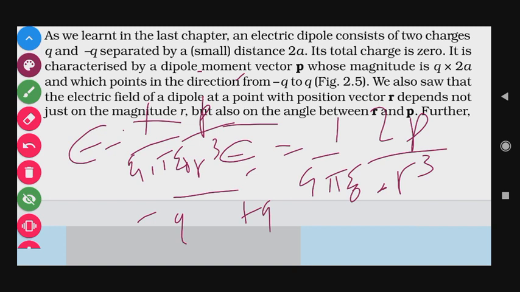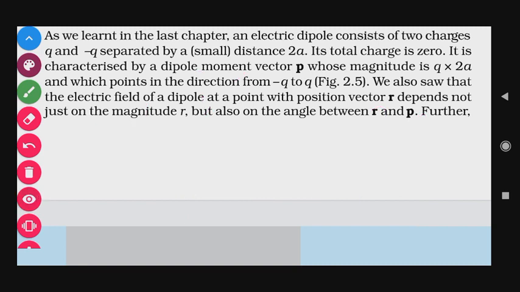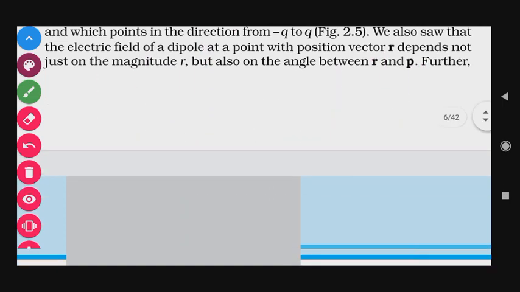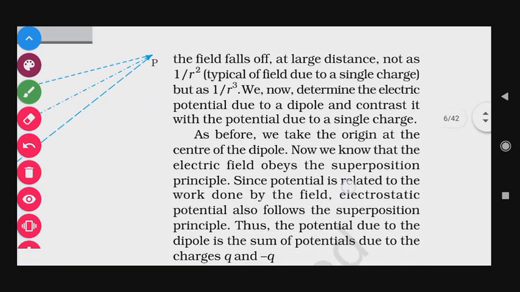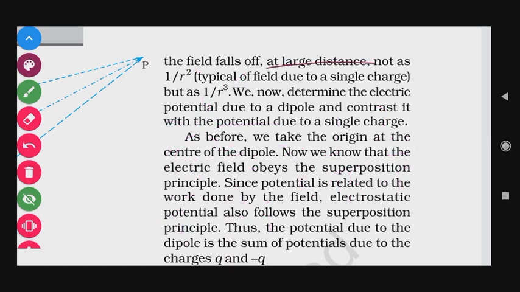They have different directions, so you see it depends on the angle. At different points, at different angles, the electric field due to the dipole was different. There was an inverse cube relation for distance, and also angle dependence. Further, the field falls off at large distance not as 1 upon r square, typical of the field due to a single charge, but as 1 upon r cube. You can see from the formula that for a point charge it is proportional to 1 upon r square, but for a dipole it falls off as 1 upon r cube.